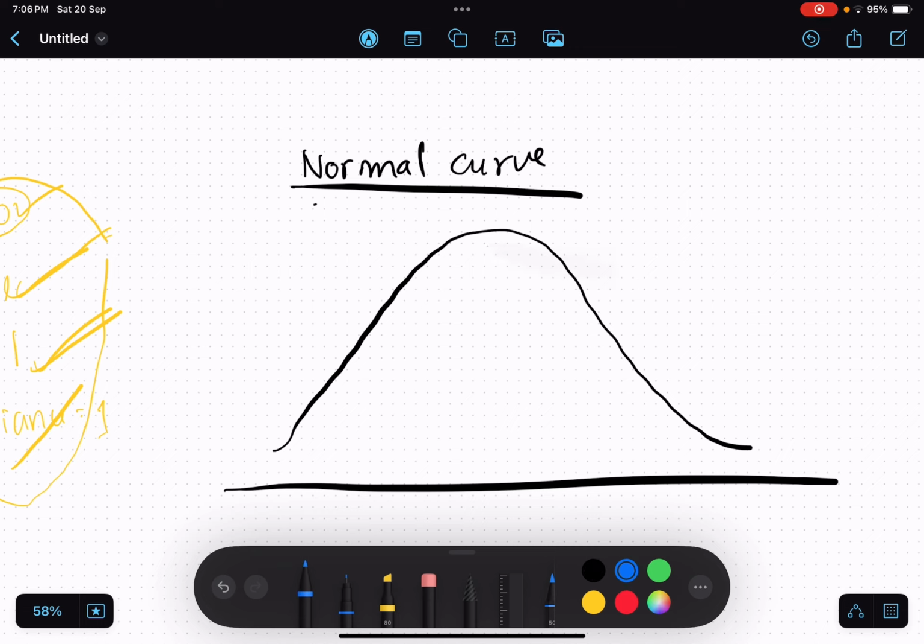Now imagine I divide it like this, and then I divide it based on my standard deviation: 1 standard deviation, 2 standard deviation and 3 standard deviation. So I'll divide it as plus 1 standard deviation, minus 1 standard deviation, plus 2, minus 2, plus 3, minus 3 standard deviation. Now you just have to remember this much.